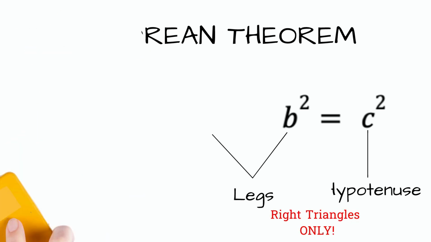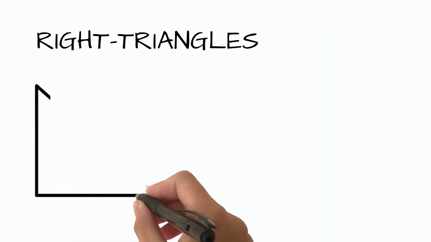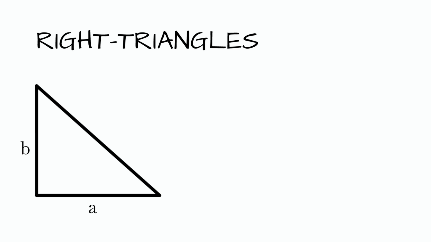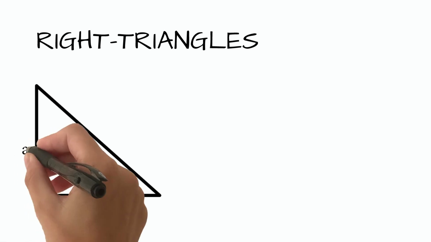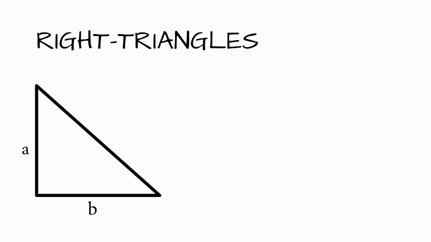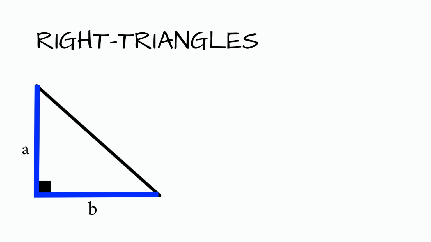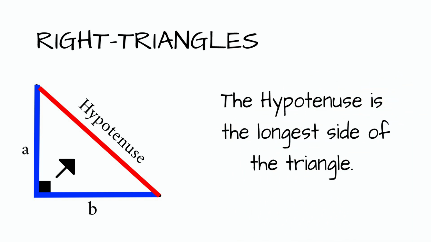Let's take a deeper look at how to properly label a right triangle. Once again, a and b are known as the legs of the triangle. Note that it does not matter which leg is labeled A and which is labeled B. The legs of the triangle are perpendicular to each other, forming a 90-degree angle. Directly opposite the right angle is the hypotenuse, which is the triangle's longest side. It is labeled with a C.